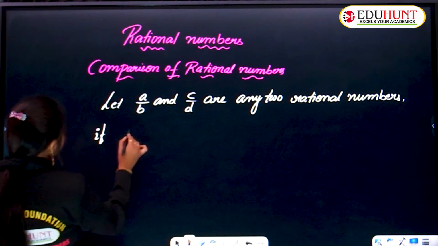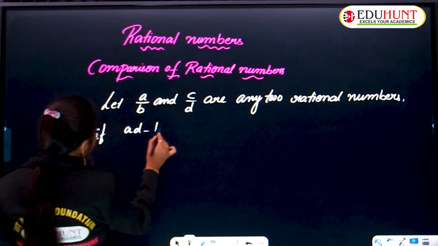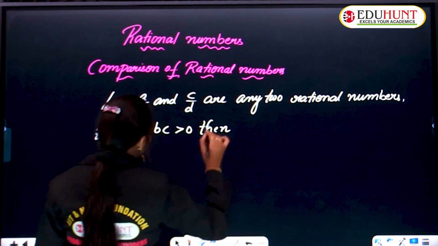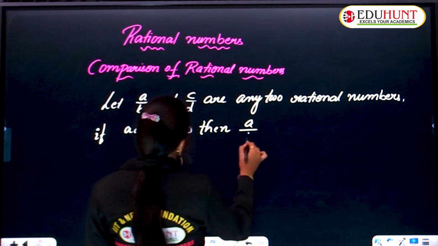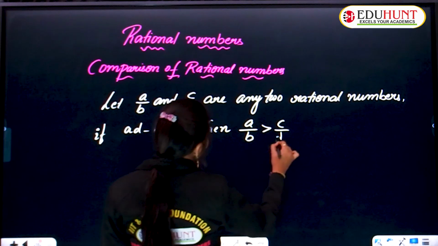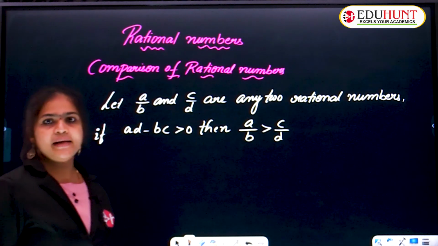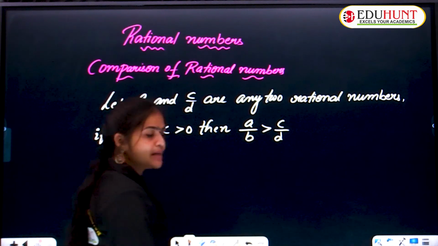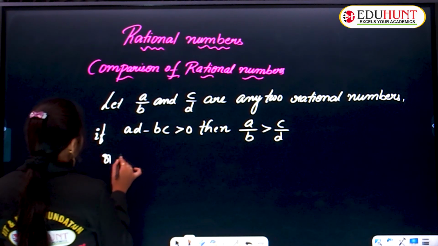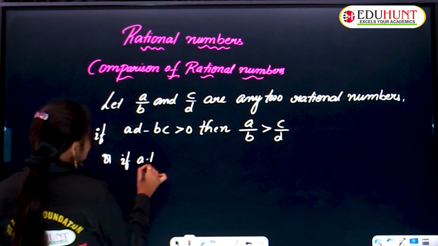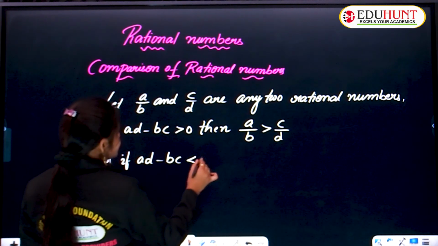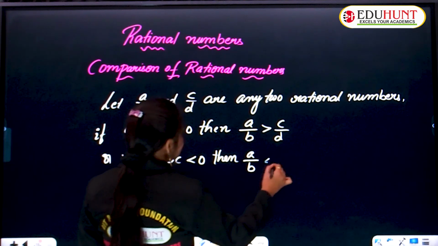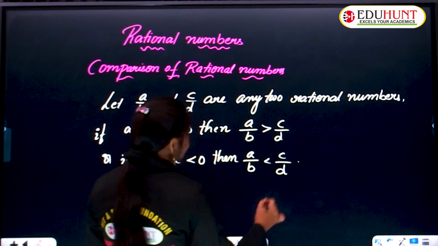If AD minus BC is greater than 0, then A by B is greater than C by D. Or if AD minus BC is less than 0, then A by B is less than C by D.